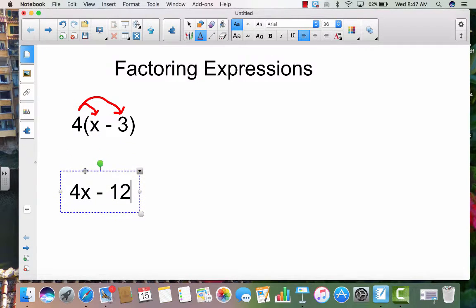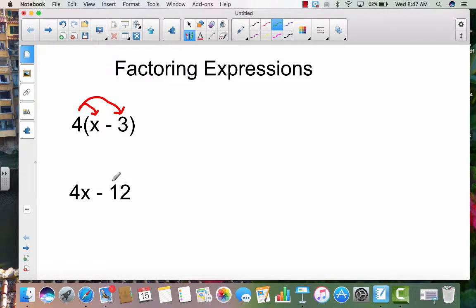So what we're going to start doing today is we're going to go backwards. As of today, I'm going to give you this expression, and I'm going to ask you to factor it. And when you factor an expression, you're putting it back in its original form. I want you to think of the word factor as a synonym for division. So when I ask you to factor, I'd be looking at the terms 4x and 12 and thinking, what can I divide out of both of those terms?